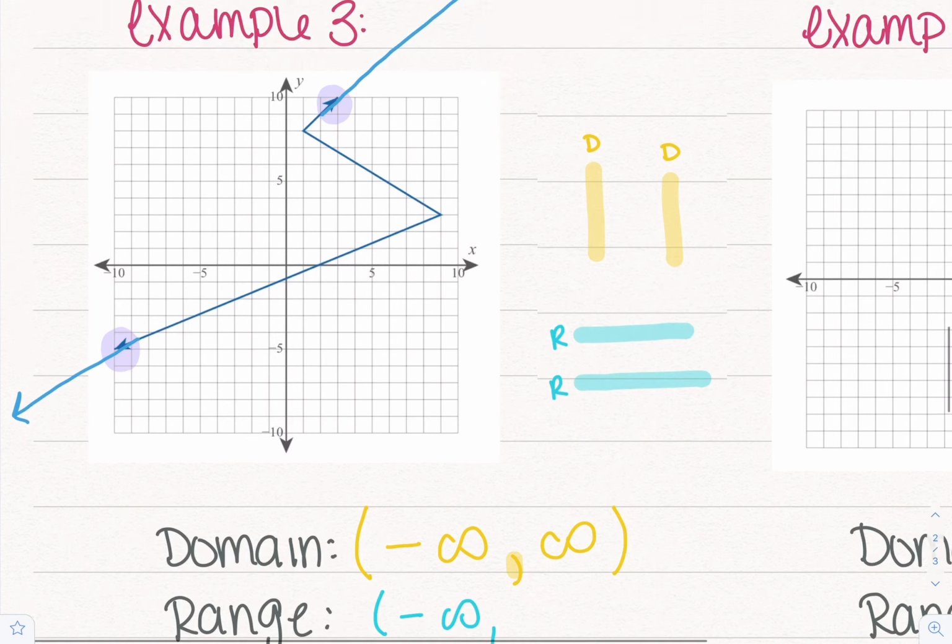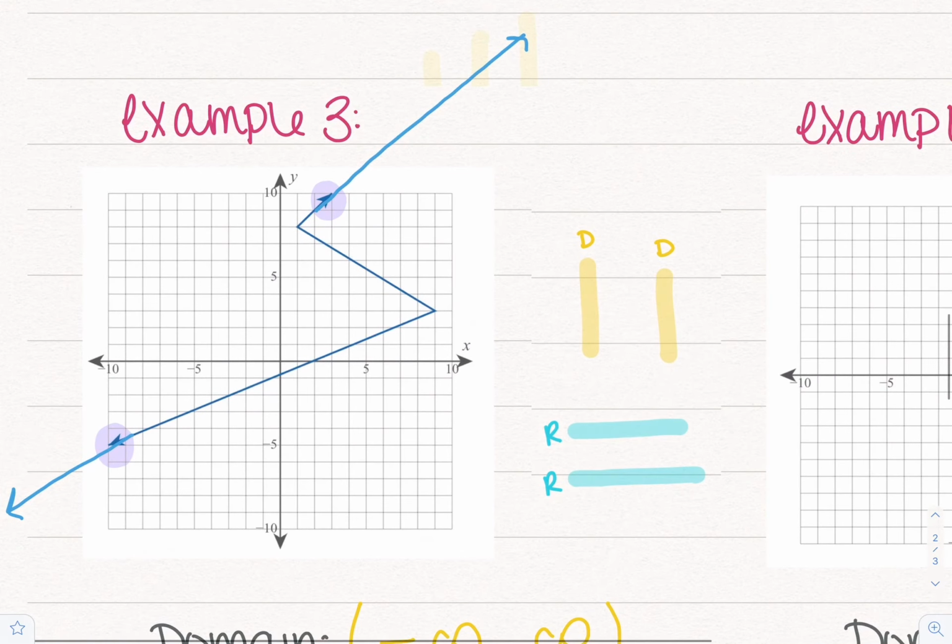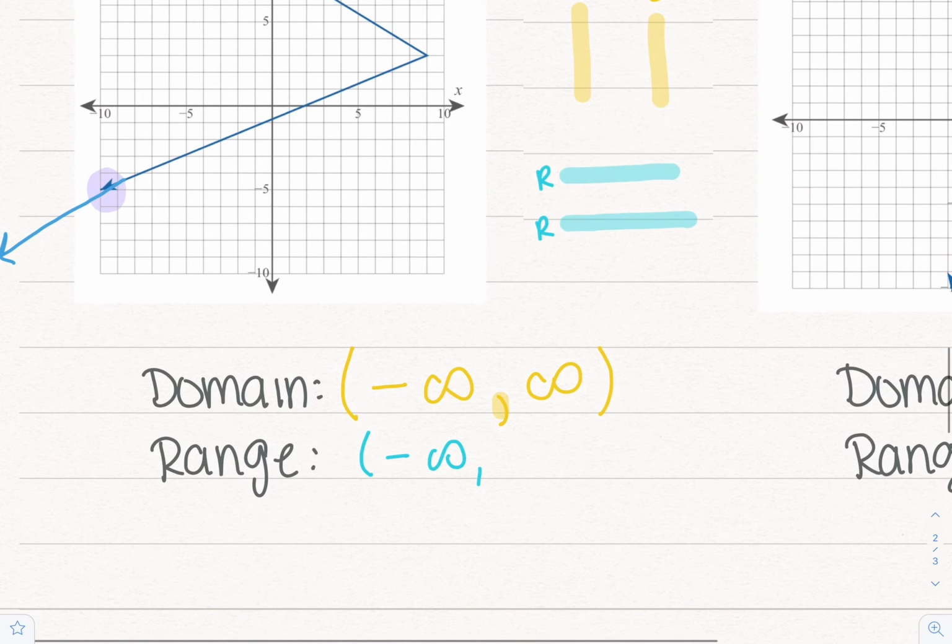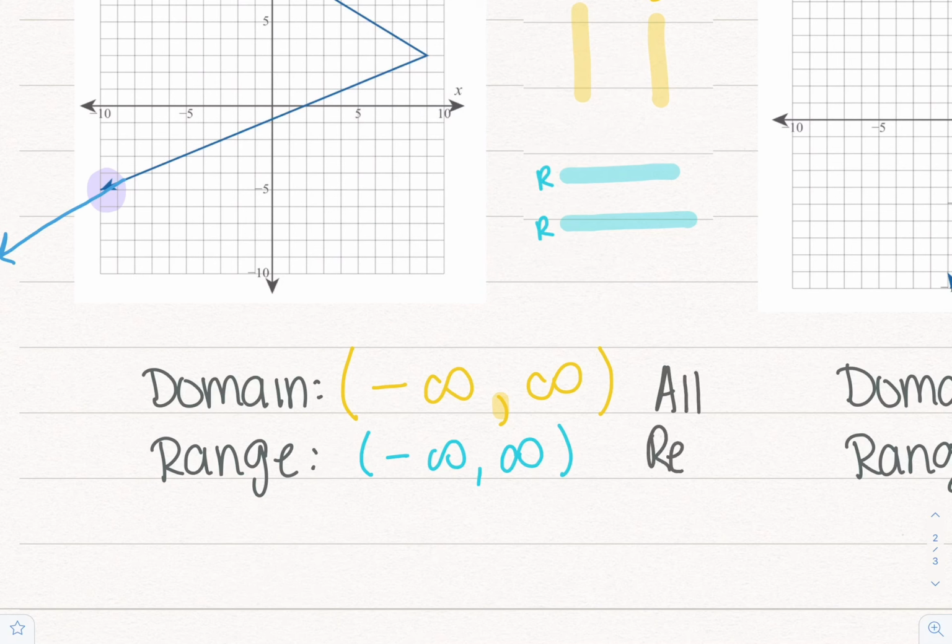Same thing with the top. Because that arrow keeps going, it keeps getting higher and higher and higher. The top of my graph, or the range, is -infinity to infinity. So both for this one, the domain and range were -infinity to infinity. This is also called all real numbers. You can use either one of those as your answer.